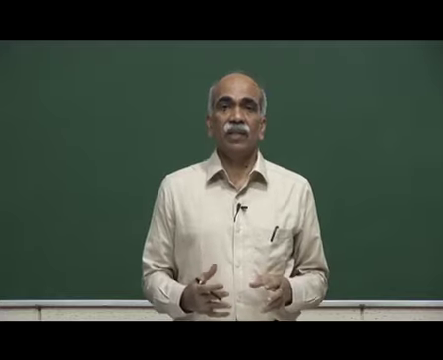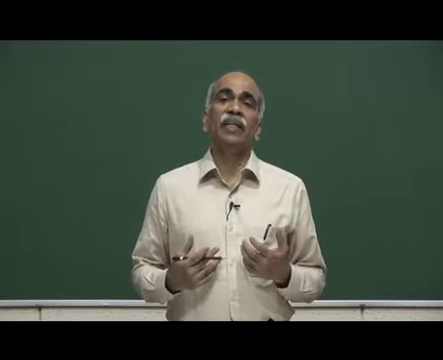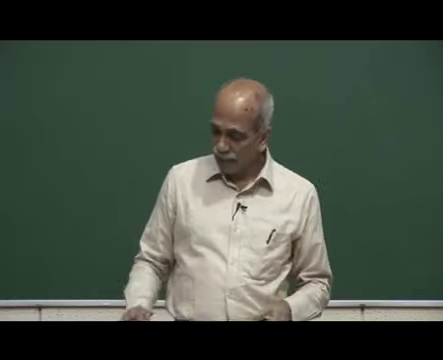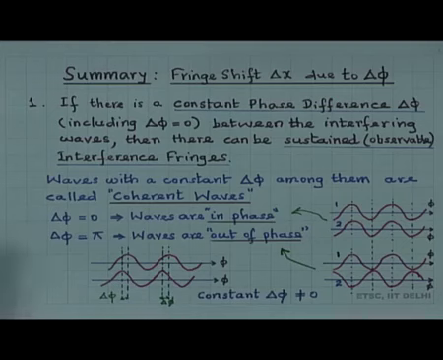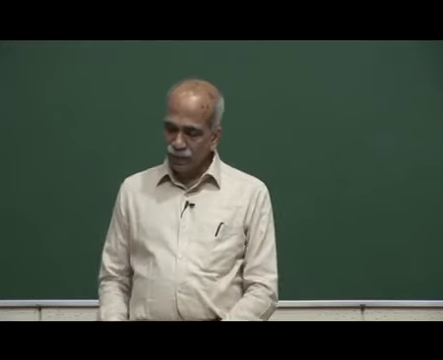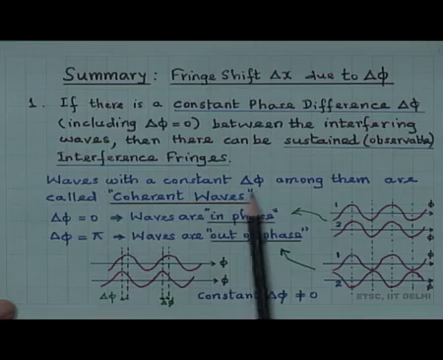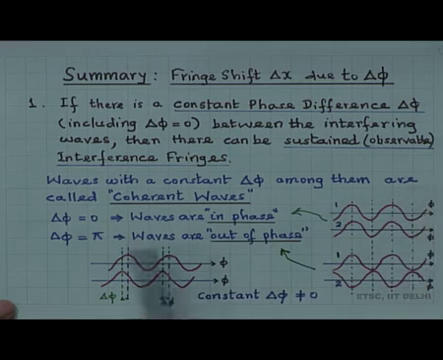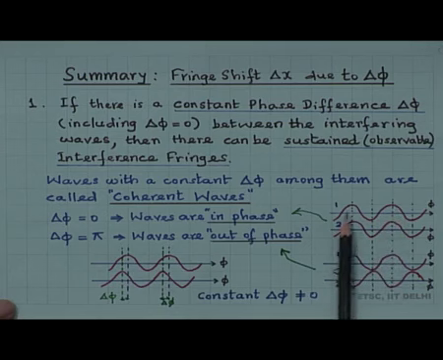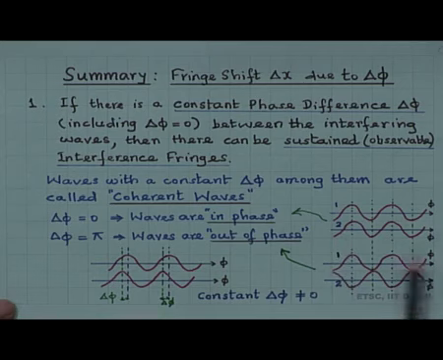The phase difference being 0 means the interfering waves are in phase, and if the phase difference is pi, we call it out of phase. Here I have shown that waves with a constant delta phi among them are called coherent waves. So, I have shown here delta phi equal to 0, which means whenever the first wave is maximum, the second wave is also maximum. So, this is phi or time.